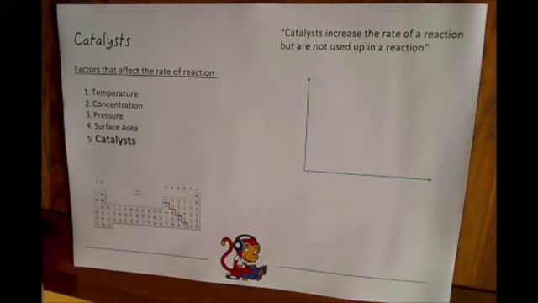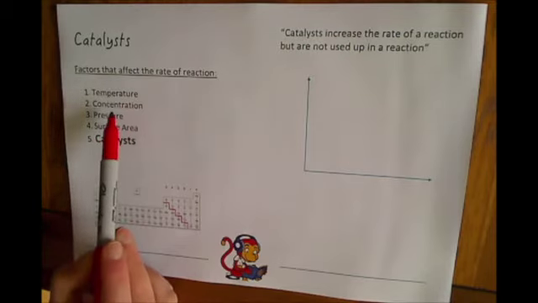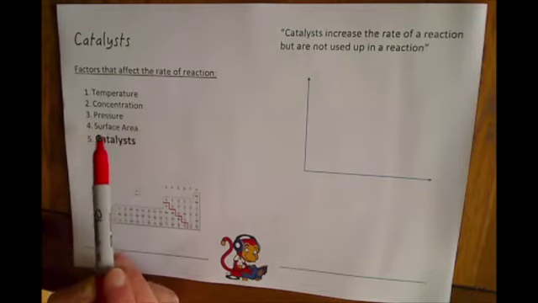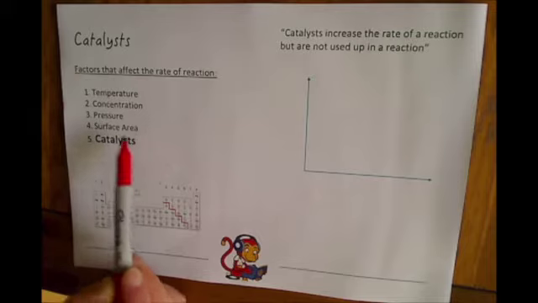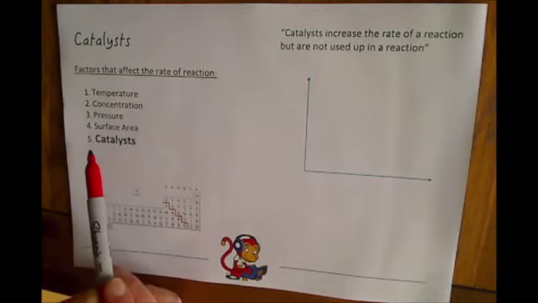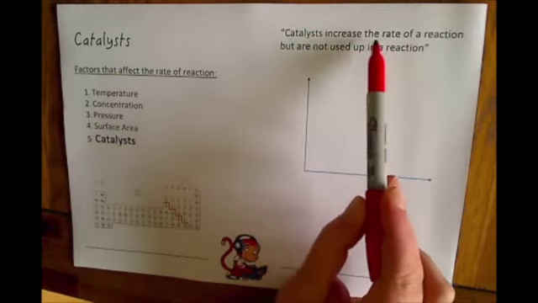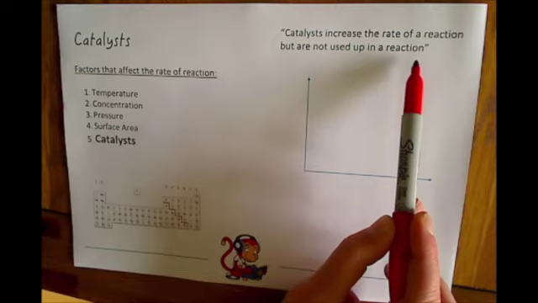In a previous video we looked at factors that affect the rate of reaction, and we focused on temperature, concentration, pressure and surface area. And in that video we said there's one more thing that we need to look at that affects the rate of reaction, and that's catalysts. Now importantly, catalysts do this: they increase the rate of a reaction but are not used up in a reaction.